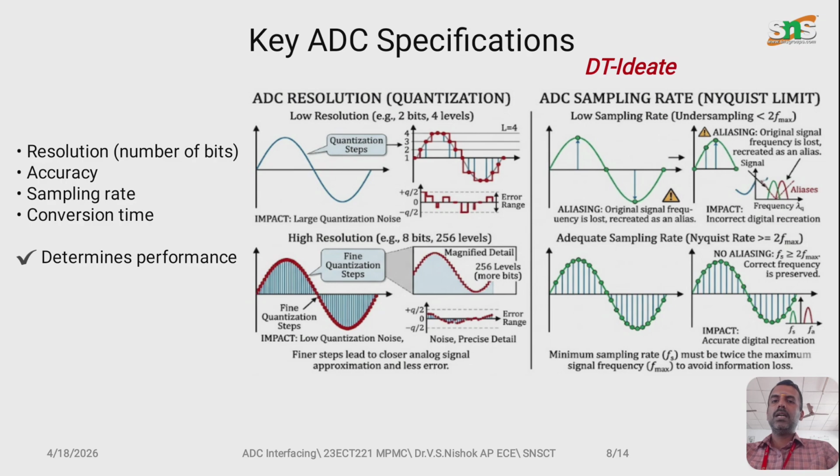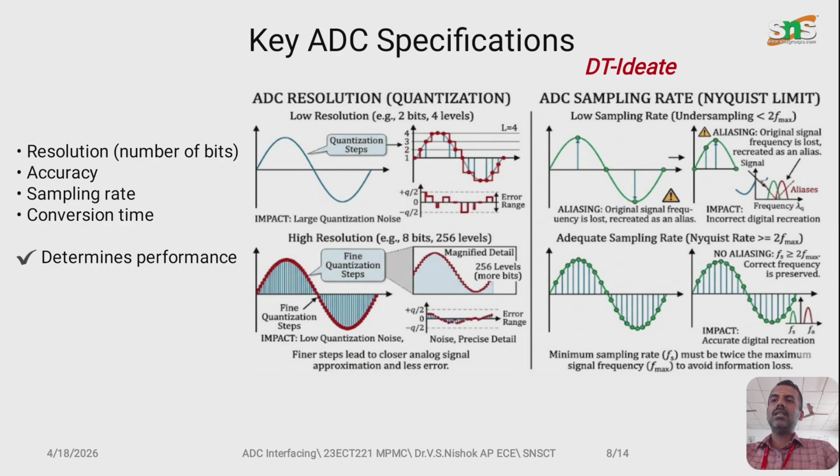So coming to the key A to D converter specifications. The specifications which determine the performance are resolution, accuracy, sampling rate and conversion time. Resolution is represented in number of bits. Like camera quality, low resolution means a blurred output and high resolution represents a clear output.